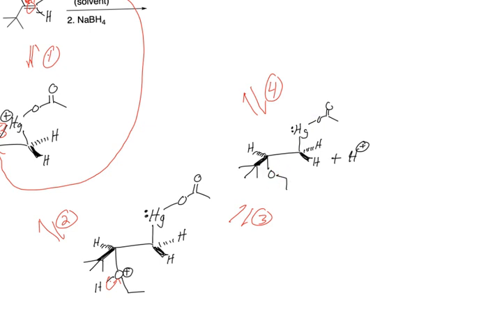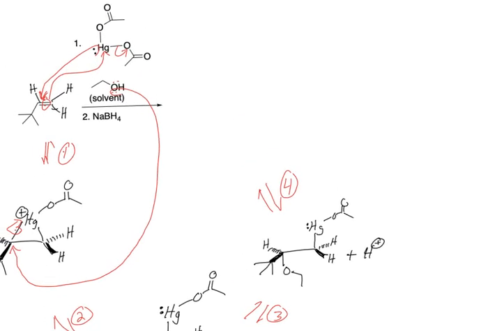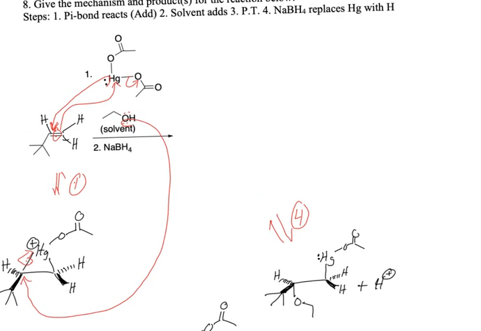Step 4 is just the magic step where mercury becomes, oops, I didn't put the product in, my bad. Where mercury becomes an H, whoops. Let's see what that product looks like, shall we?